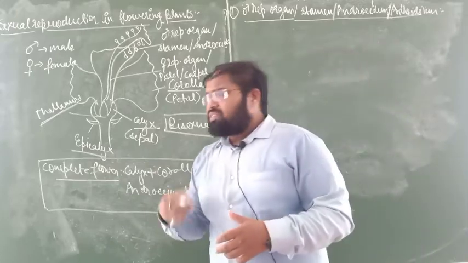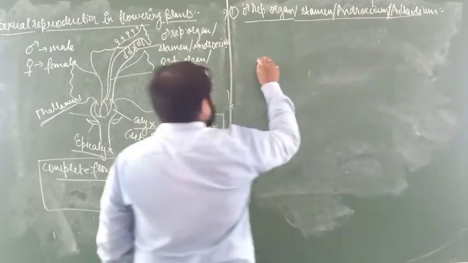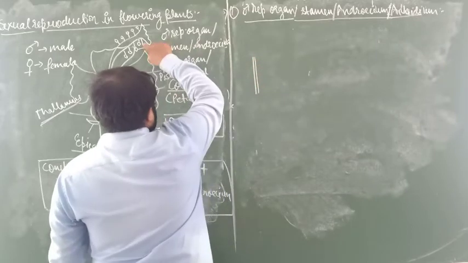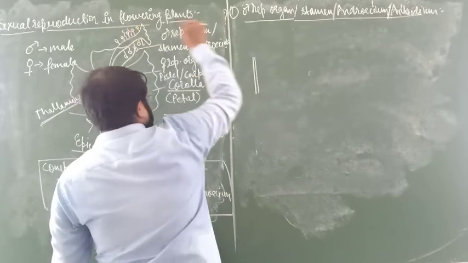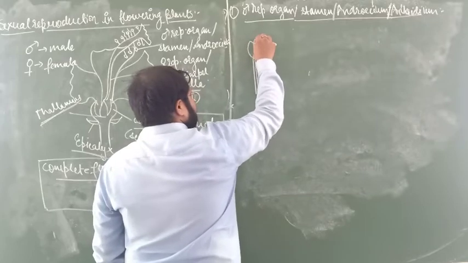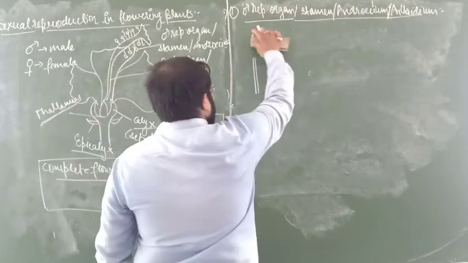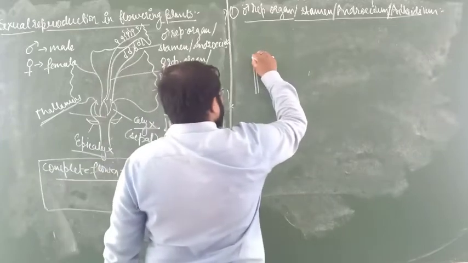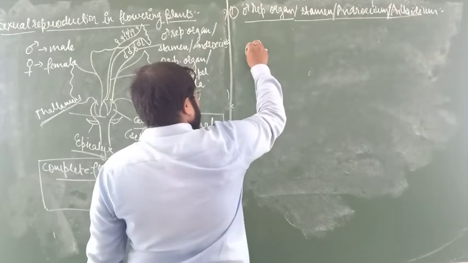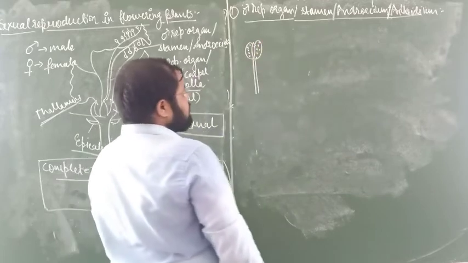Now we have to go to the next one, stamen. One by one we will discuss. If we draw the diagram of the stamen, this one is called the stamen. Draw it simply, not the typical one. Inside the stamen, some droplet-like structures are present.